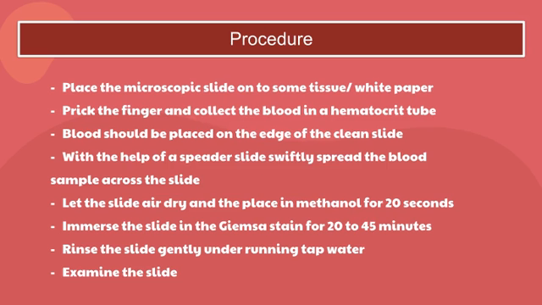Then dip it into methanol for 20 seconds. It fixes the smear by dehydrating it and denaturing the proteins. Then air dry the methanol. It also helps make the cells more visible. Immerse the fixed smear in the Giemsa, and then leave it for 20 to 45 minutes. Rinse very gently under tap water. Examine the slide under high powers, culminating with oil immersion. Add a cover slip to observe with oil. The cells can then be located under the microscope.